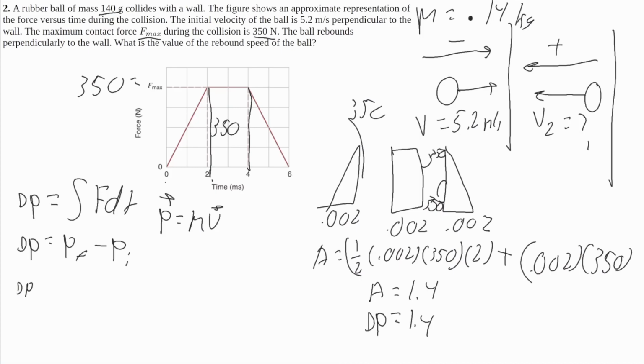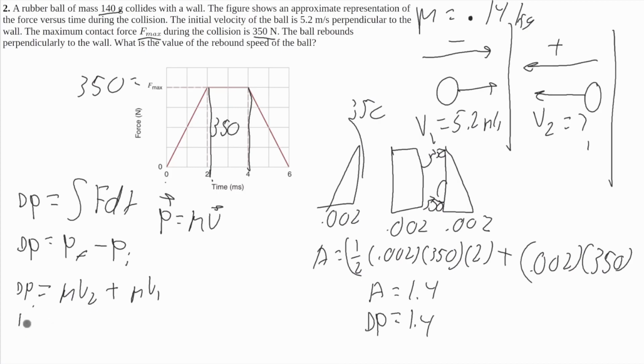So delta P is going to be equal to P final, which will be mv2. It's mv2 because it's the final velocity. And I would put minus here, but since we said that v1 here is negative, I'm actually going to write plus mv1, just because a minus, minus something becomes a plus.